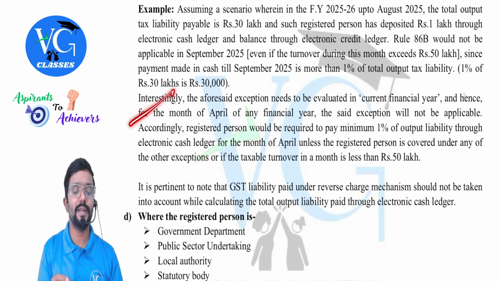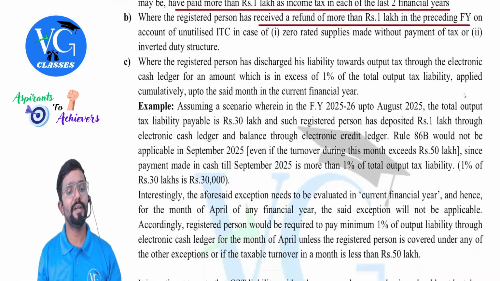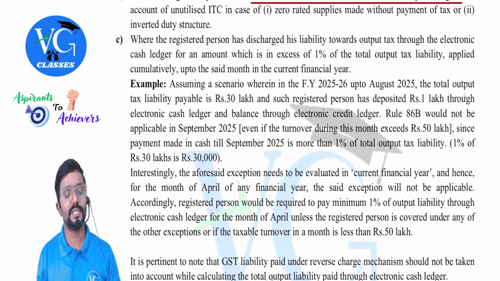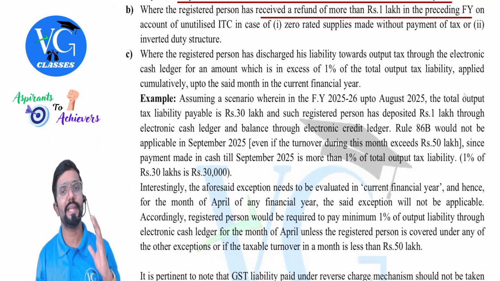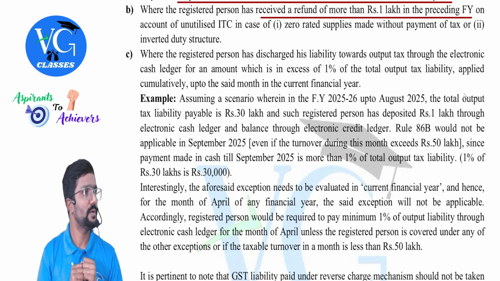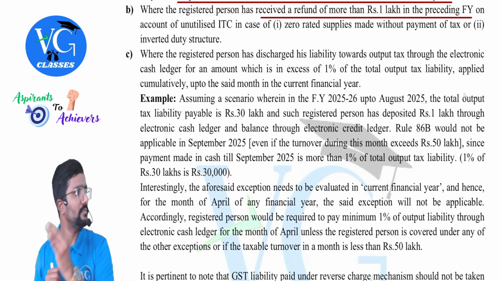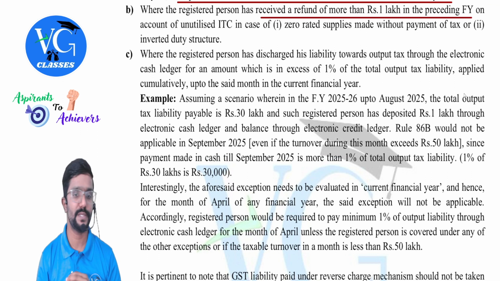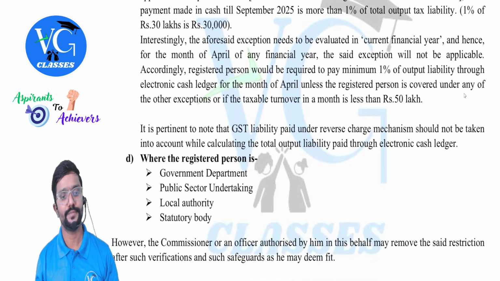If this person is covered in, assume A or B or even D, then obviously Rule 86B is not applicable. But when it comes to exception C, guys, I can tell you in simple terms, it is relevant only for 11 months in a year. When to when? May to March. Whereas for April, it will not be relevant, guys. Okay, sir.